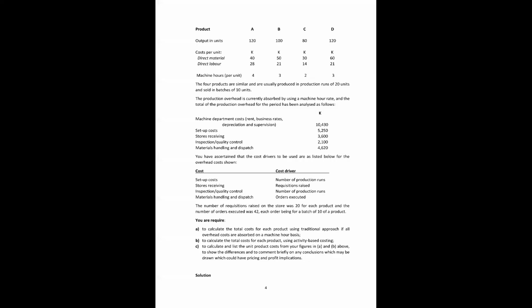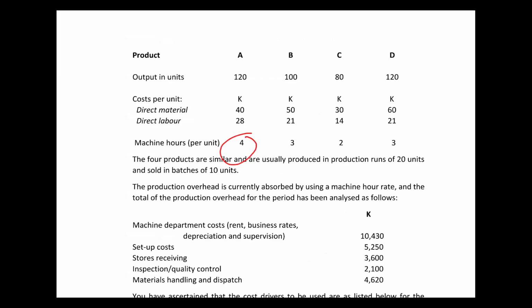How many machine hours are there for product A? We are given 4 hours per machine, sorry, 4 machine hours per unit. So you say 4 times the number of units. There are 20. This will give you the total number of machine hours in product A. Then when you find those total hours, you ask yourself, how much is each hour? Each hour is now 80.02. That's the cost of each hour.